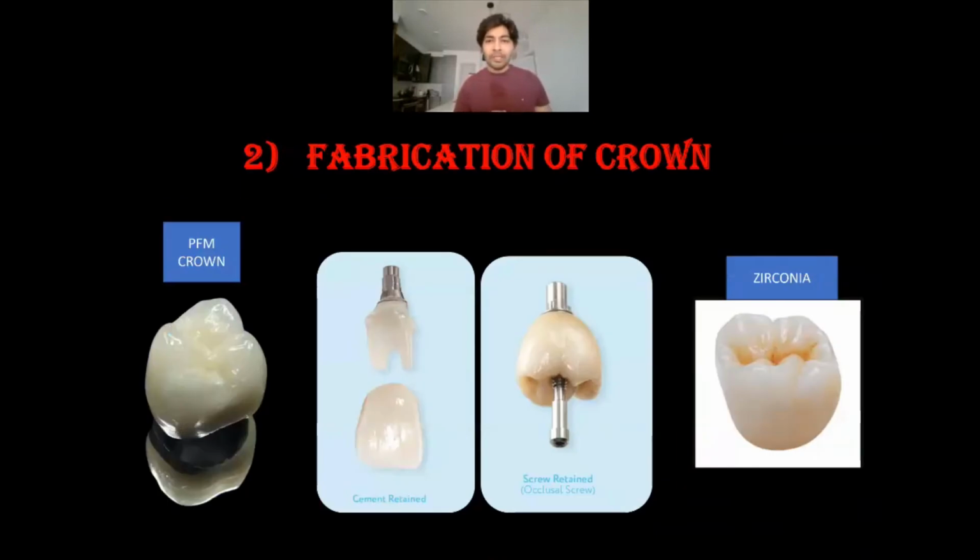In the fabrication of the crown, we have two choices: a cement-retained crown and a screw-retained crown. In this particular case, I used a cement-retained crown because of the aesthetic portion. Also, the material choices were porcelain fused to metal and zirconia. I'm pretty comfortable with porcelain fused to metal, so in this case, I used porcelain fused to metal.